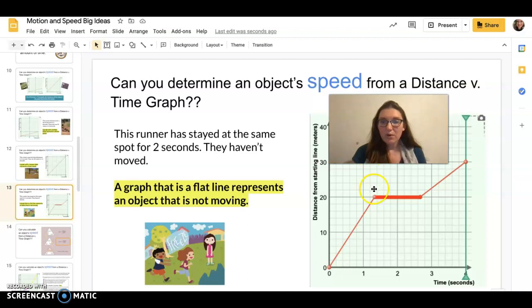So when you see a horizontal or flat slope, that means on a position time graph that they're just not moving during that time. It's like this first second they moved a certain amount of distance, but then their position is not changing as this time is going by. So this is a time when they're just holding still.